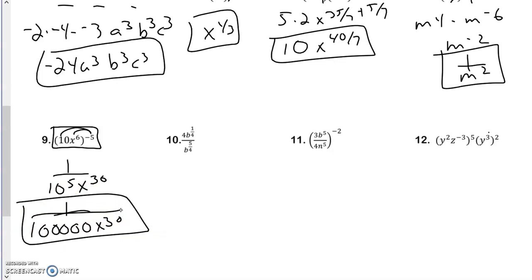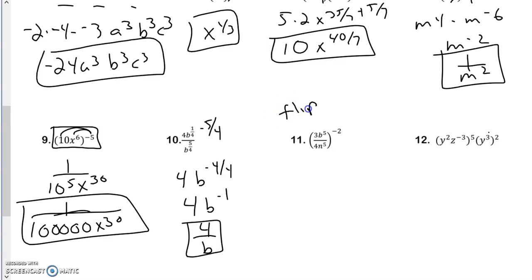This one, I'm going to need to subtract 5 over 4, and then I'm going to get a 4, and then I'm going to get b to the negative 4 over 4, which really is b to the negative 1. Dislike negative exponents, so it's 4b on the bottom. This one, I do not like negative exponents. That means I need to flip. So that means the 4n to the 5th goes on the top, 3b to the 5th goes on the top, and this becomes a positive.